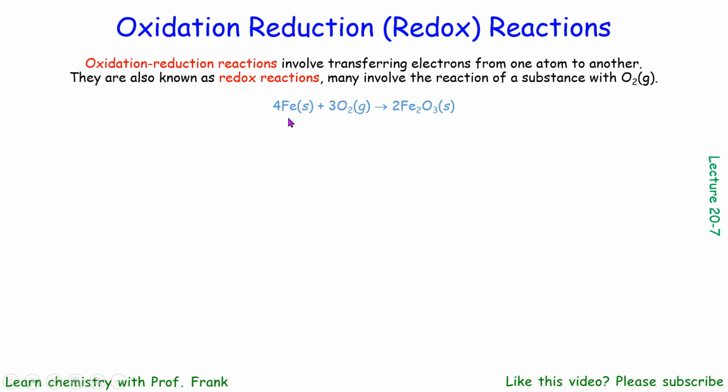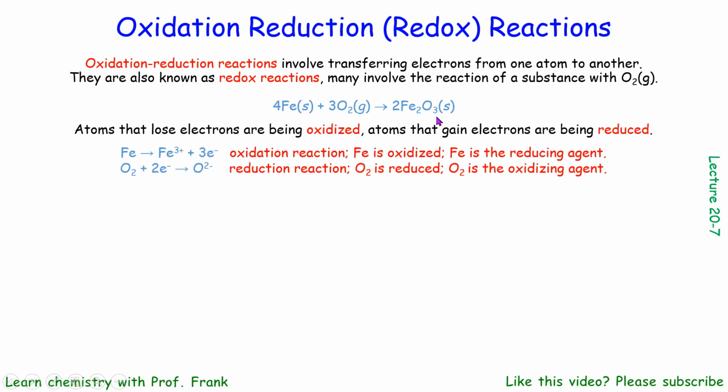Redox reaction. Iron reacting with oxygen, forming iron 3 oxide. That's the molecular equation. When atoms lose electrons, we call them oxidized. Iron in this case is oxidized because it lost electrons and became iron 3 plus. So therefore, losing electrons is an oxidation reaction, and iron is oxidized. If iron is oxidized, it itself is the reducing agent.